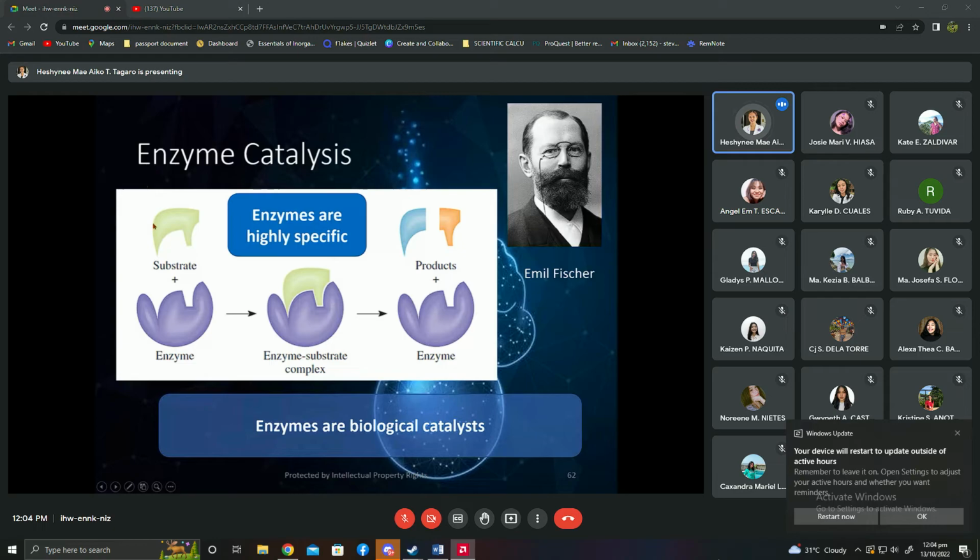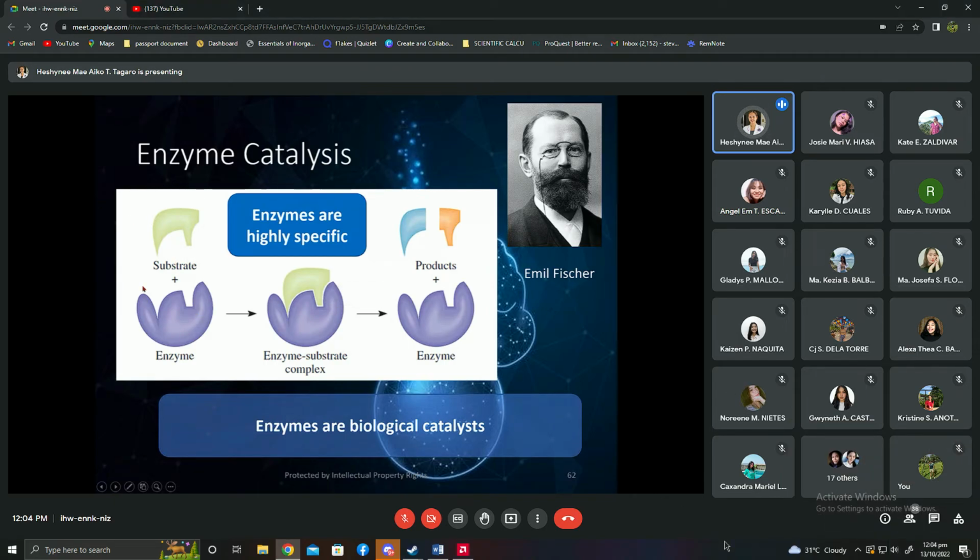Okay, the picture shows just that. As you can see, we have here the substrate. It binds perfectly to the active site of our enzyme. Only then can the substrate bind to the enzyme, forming an enzyme-substrate complex, and then products will form. As you can see, your enzyme is still intact because it remains unchanged or unaffected.